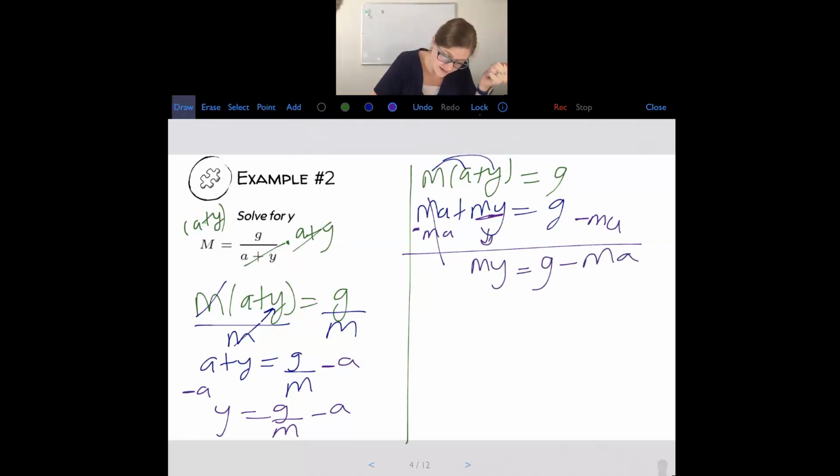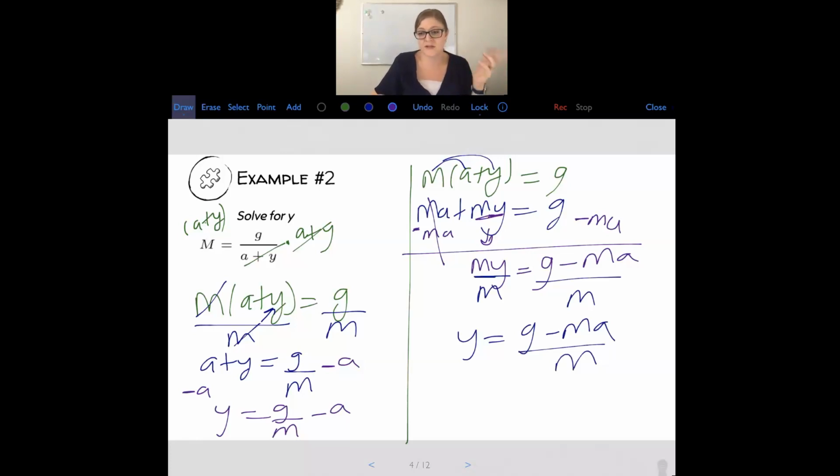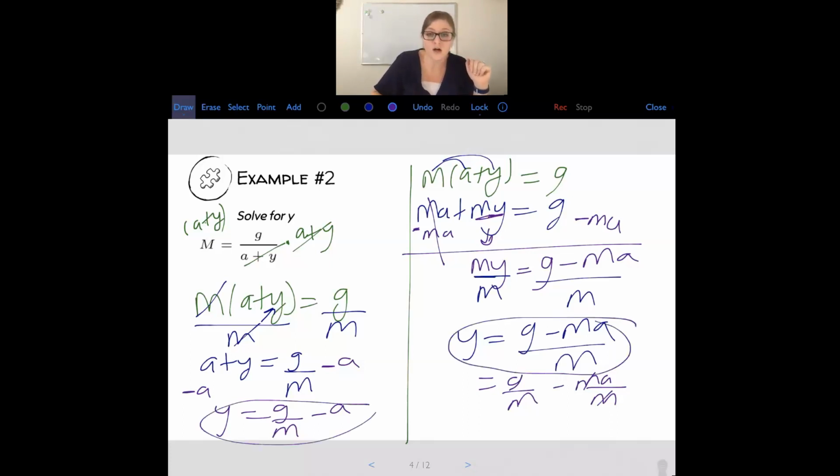Okay. Again, m times y is multiplication, so we're going to divide both sides by m. So we get y is equal to g minus ma over m. Now here the m's don't cancel, because there's not an m in front of g. But you could split this up as g over m minus ma over m, and then the m's would cancel, and it looks like the same exact answer we just got. Okay, but either of these are okay.